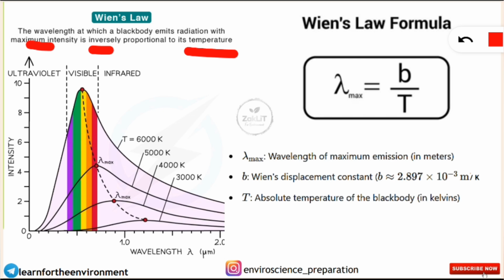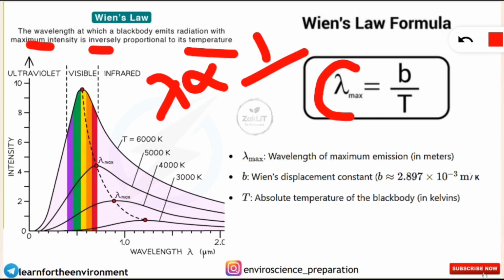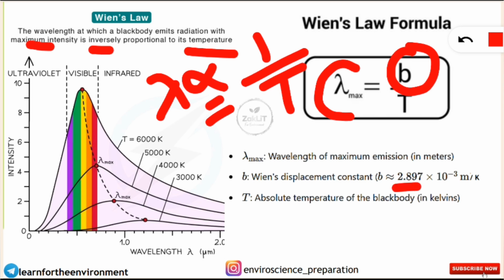That means the wavelength, here we can see on the right hand side, lambda max is equal to B by T. So we can say lambda is inversely proportional to the temperature, 1 by T. Or how can we do the equal sign? If we put a constant. So here the constant is B. B is Wien's displacement constant. Its value you should note down, 2.897 into 10 to the power minus 3 meter Kelvin. Why meter Kelvin? Temperature is in Kelvin and wavelength is in meter.